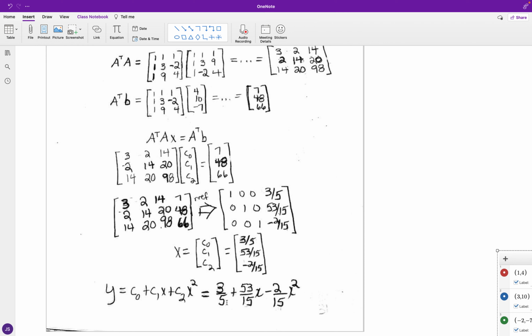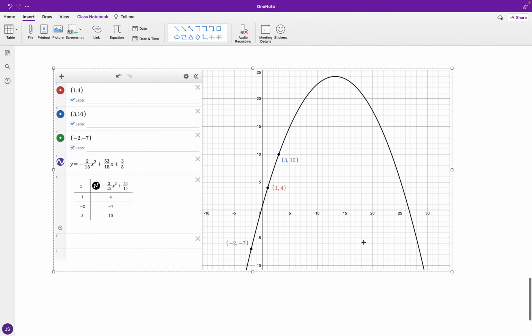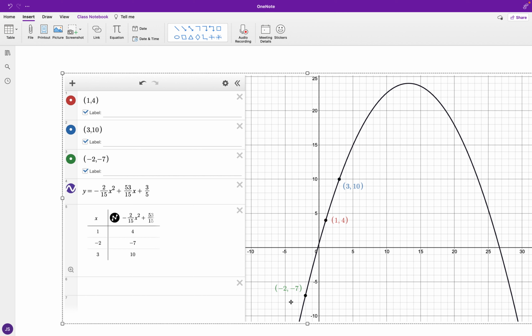For the quadratic polynomial, y = 3/5 + 53/15 x - 2/15 x². Looking at what we have on the display, we have these 3 points, (3, 10), (1, 4), (-2, -7), and the parabola opening downward, y = -2/15 x² + 53/15 x + 3/5. This one passes through all 3 of these points. So while the linear regression line did not pass through all 3 points, it turns out that the quadratic polynomial graph does.